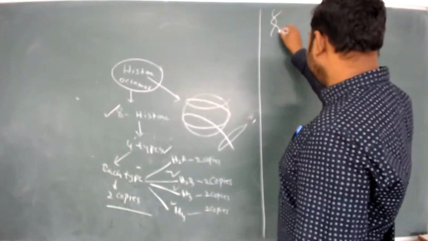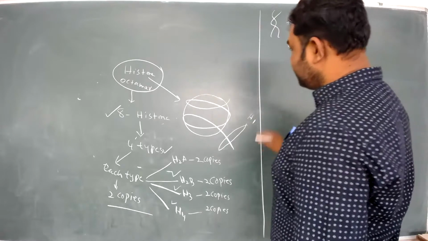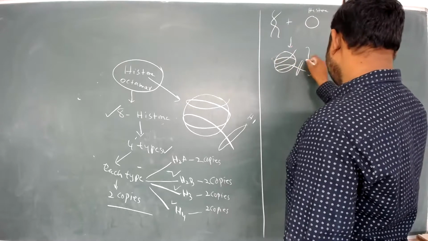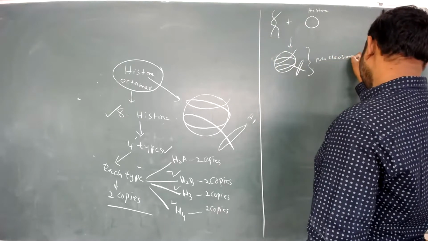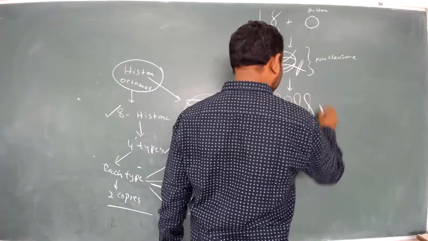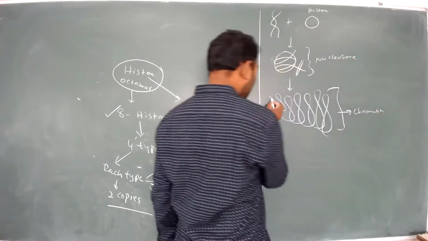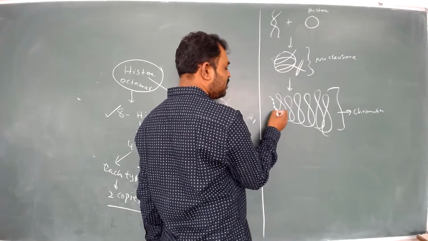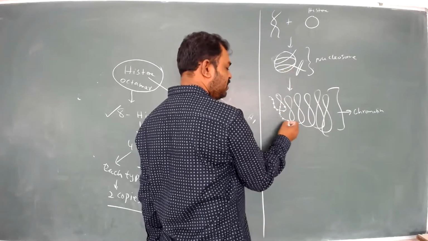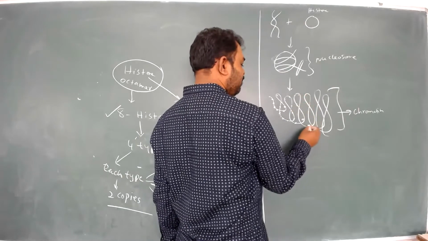Here this is DNA plus histones. What is formed here? A nucleosome. How are nucleosomes organized? They are organized into chromatin. In chromatin, how do these nucleosomes appear? Beads on a string. If you see under the electron microscope, the nucleosomes appear on the chromatin network as beads on a string.